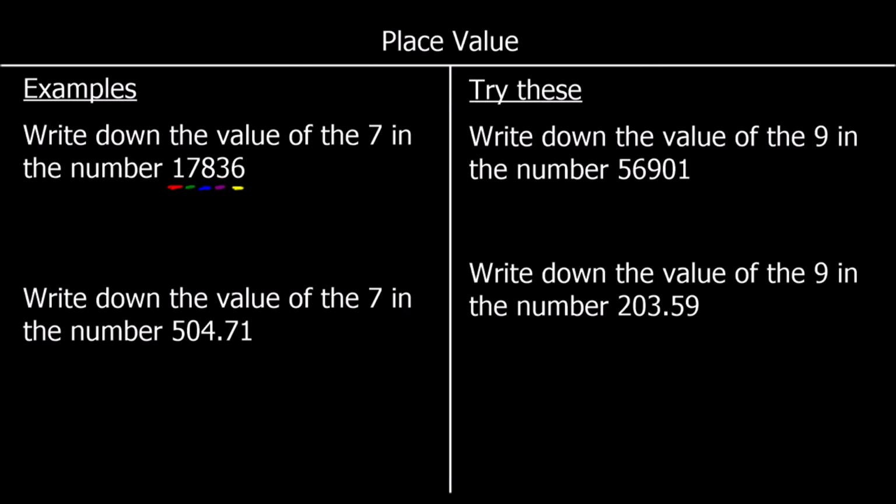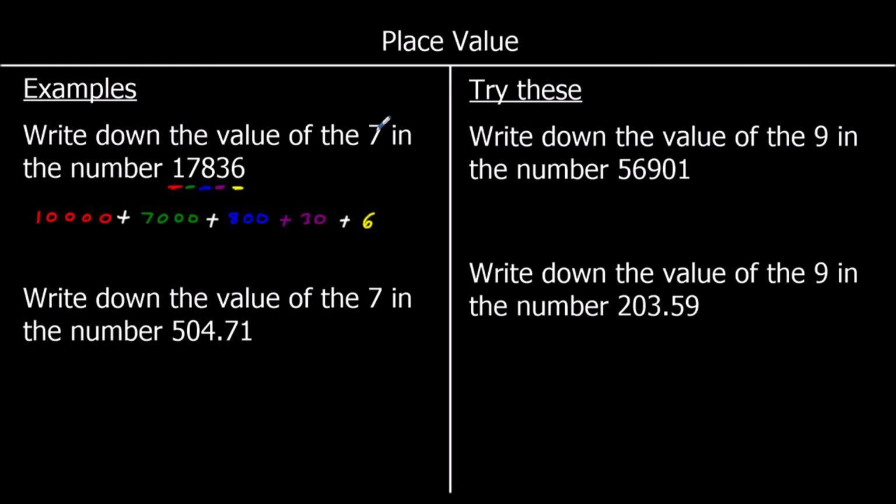So what we could do is we could write this number, or we could split it up. So we've got 1 in the 10,000s, which means we've got 10,000. We've got 7 in the thousands, so we could say we've got 7,000. We've got 8 in the hundreds, so we've got 800. We've got 3 in the tens, so 3 tens, 30. And we've got 6 in the ones, which is worth 6.